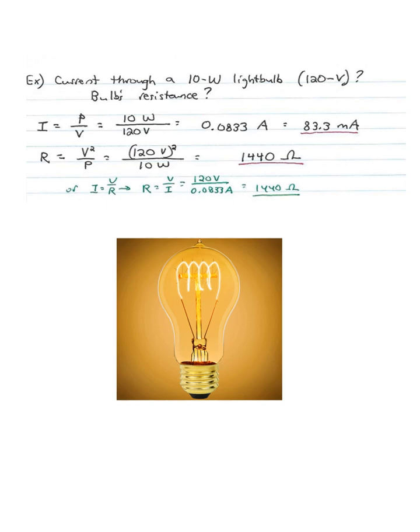If we then want to know the resistance, we can say resistance is V squared over P, using one of those versions of the power equation. 120 volts squared divided by 10 watts, and we get 1440 ohms. Or another solution, you could use Ohm's law, which becomes resistance equals V over I. So 120 volts divided by 0.0833 amperes, and you get, again, 1440 ohms.